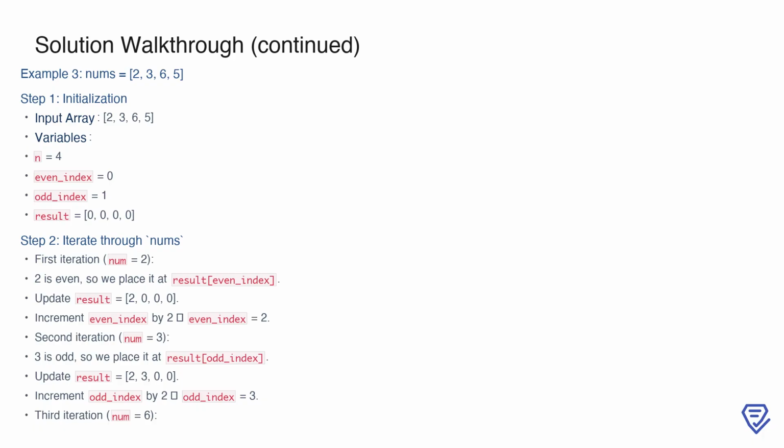Since 3 is odd, we place it at result[odd_index], which is position 1. This updates the result array to [2, 3, 0, 0], and we increment odd_index by 2, making it 3.